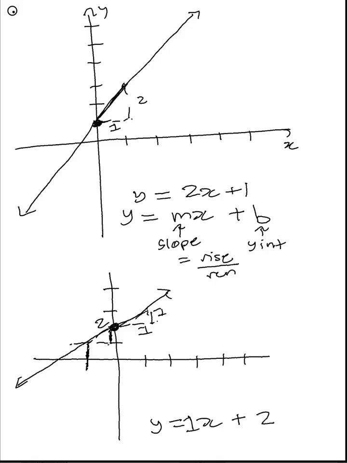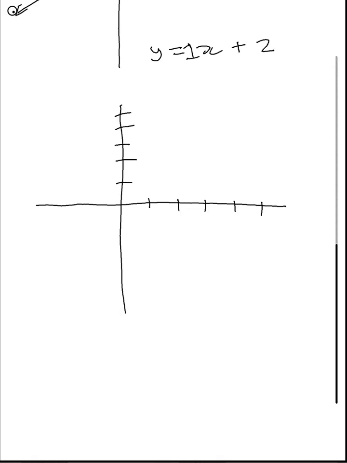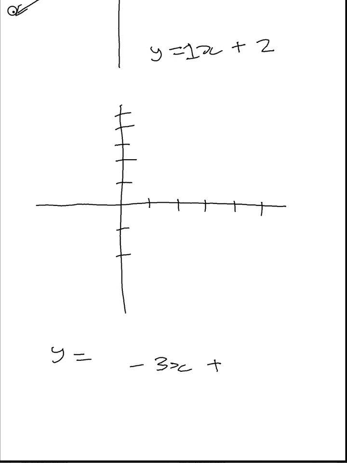Now the last example might be a tricky one. It's going to be y is equal to minus 3x plus 3. So how are we going to do this? Well, let's think. First, the y-intercept, I hope you all are familiar with that. You just plot it where x is equal to 0, so right here.